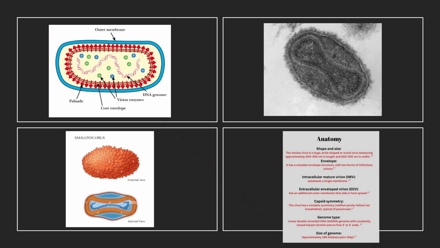So the intracellular IMV has one membrane. The extracellular envelope virion has two membranes. One is an envelope.